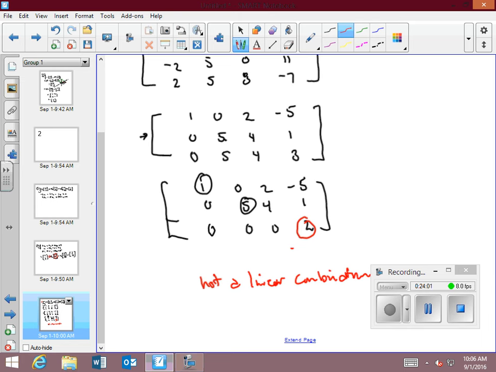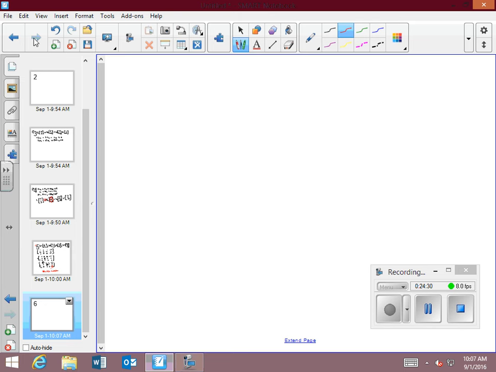Now 13 and 14, it's saying determine if B is a linear combination of the vectors formed from the columns of matrix A. So this is just the same thing we just did here, right? We just do an augmented matrix formed by A and B.